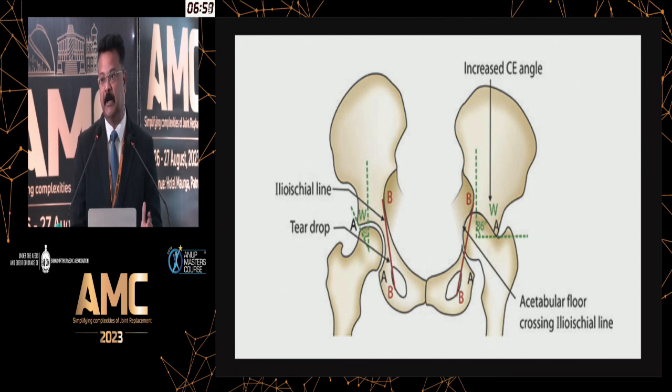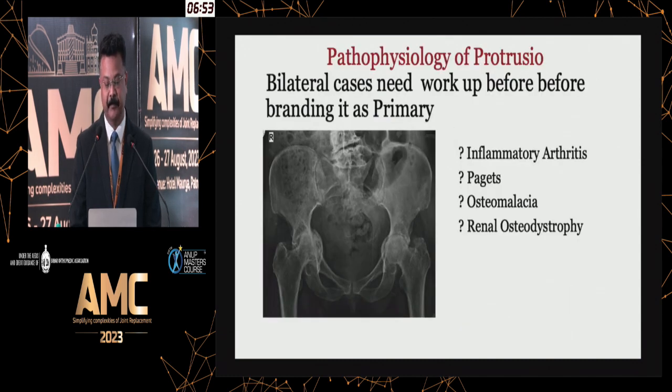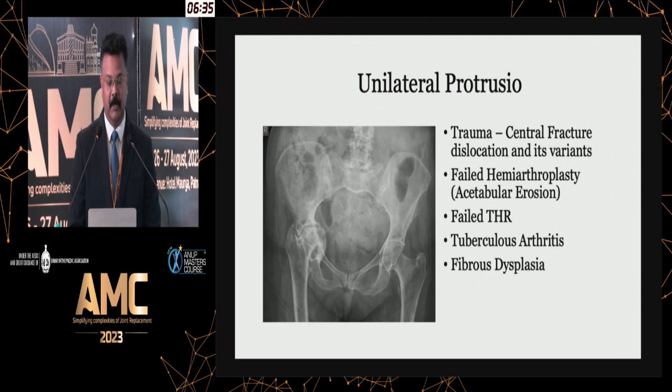Anything more than 40 degrees tells us that there is an element of protrusio already present. Whenever we are looking at a bilateral case, it needs to be worked up thoroughly before we brand it as a primary. So inflammatory arthritis, Paget's, osteomalacia, as well as renal osteodystrophy need to be exhaustively investigated and ruled out. In unilateral cases, the ballgame is slightly different.